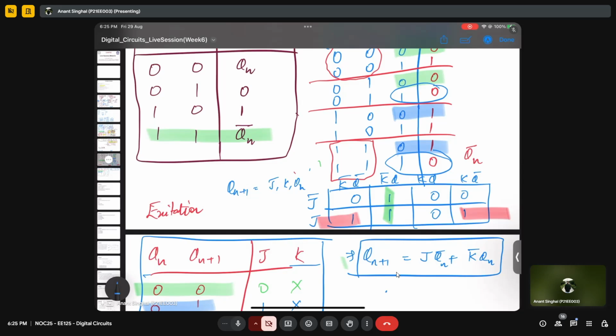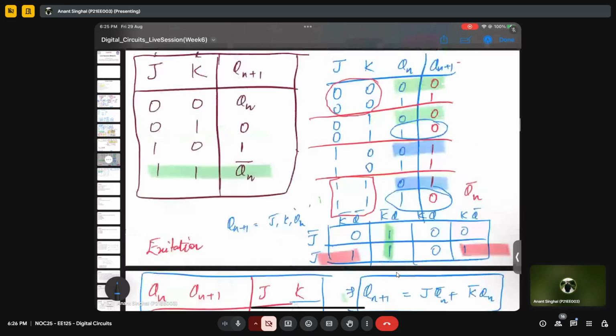Sir, can you please explain how we did the truth table, sir? Oh, truth table. Okay. So for K map. How did we do K map from truth table, sir? Oh, K map is easy. That is what we do in general, right? So this is when J, K, and Qn are 0. So this is the case of 0, 0, 0, which is this block. So I just write 0 from here to here.